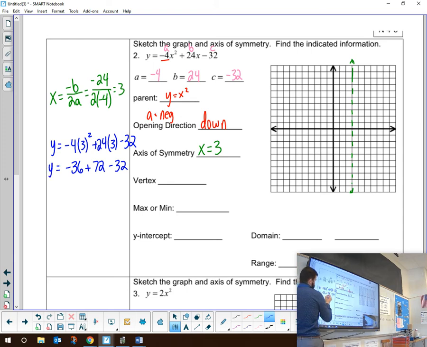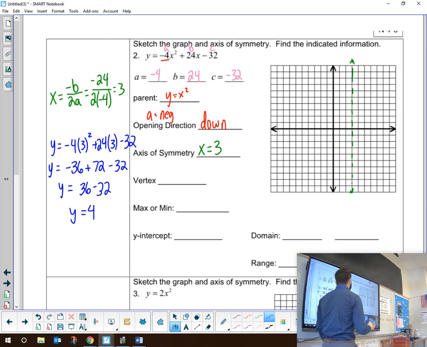-36 plus 72 is going to give me a +36. We're going to have 36 minus 32. 36 minus 32 is, of course, 4. So in this case, I get y equals 4.